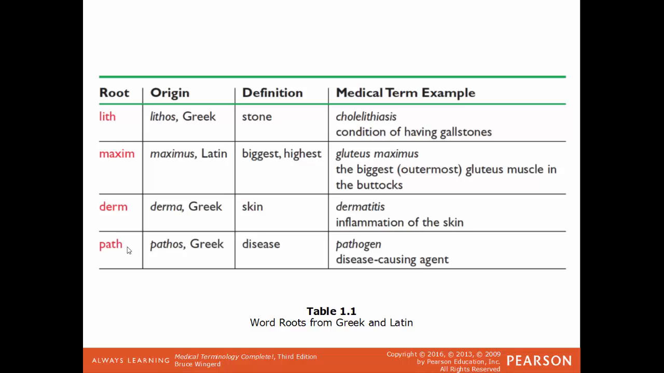One we talked about earlier, path, is from the Greek pathos, which is a reference to disease. And a common example of that would be pathogen. This is anything that causes disease, which is a very generic term, which could mean a virus or a bacterium or a fungal spore. So anything that causes a disease is called a pathogen.